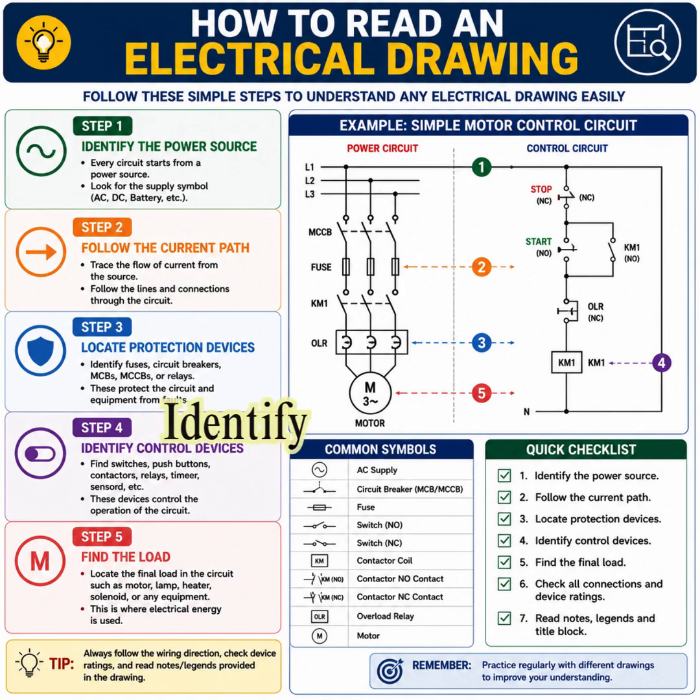Step 4. Identify control devices. Look for devices that control circuit operation, such as push buttons, switches, relays, contactors, timers. These components decide when the load operates.